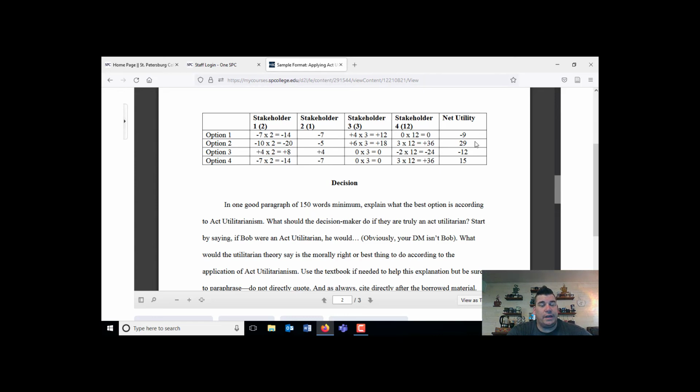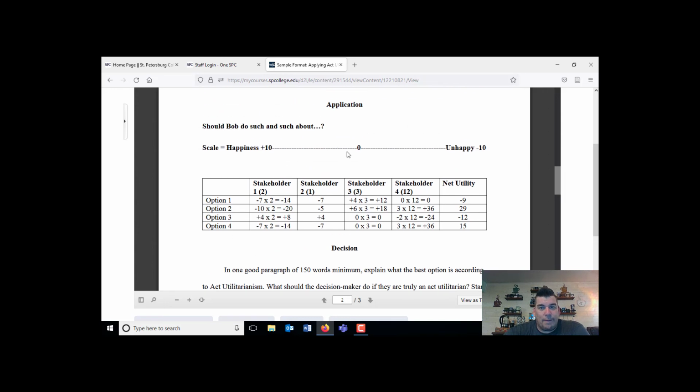And that's further explained in the textbook. And use this chart as an example, use this video for guidance, and definitely email me if you have any questions. But just pick a number, okay, for each stakeholder in each option, multiply it by the number of people in there, add it all up at the end, and then select your option with the highest net utility.